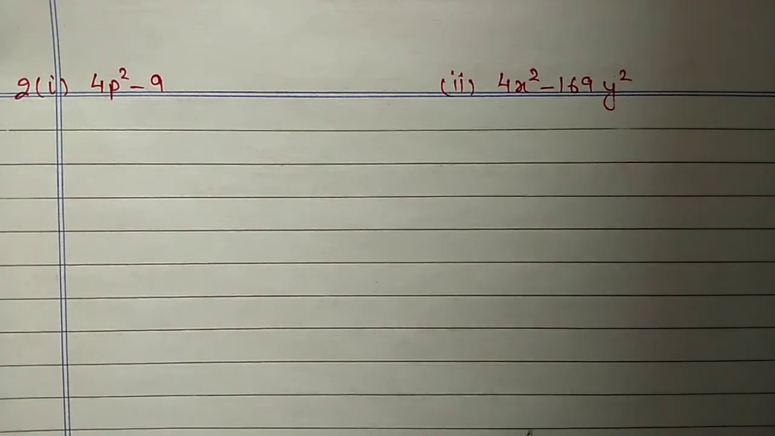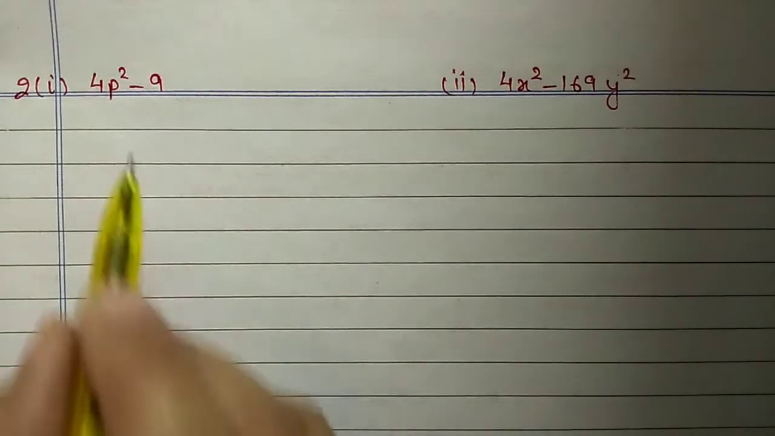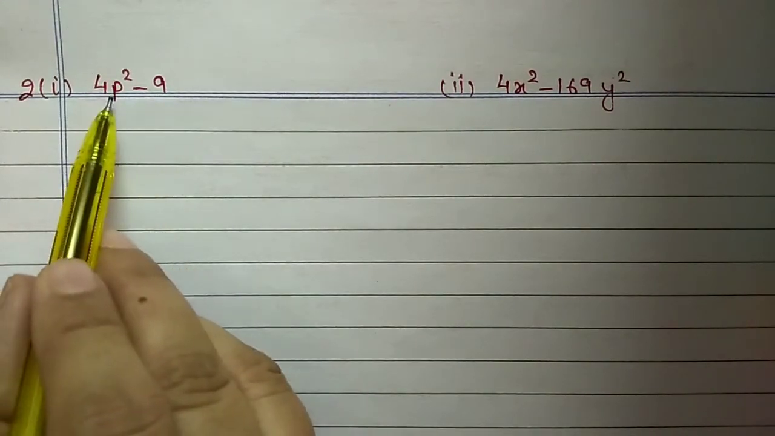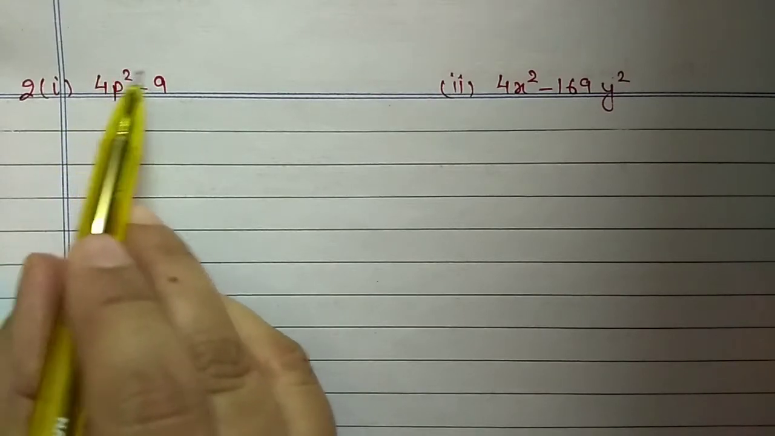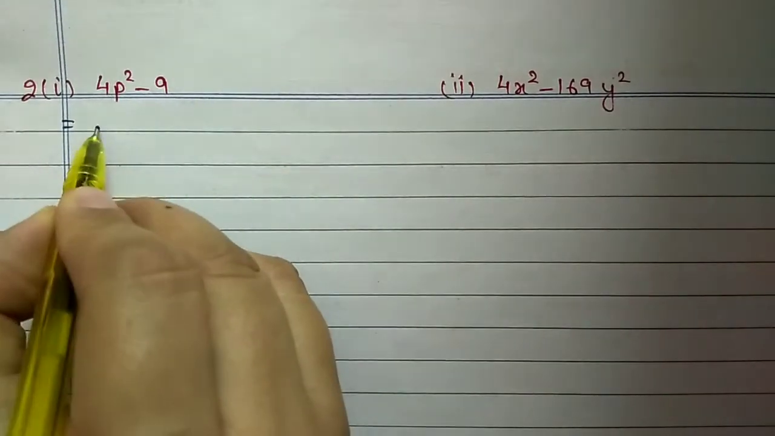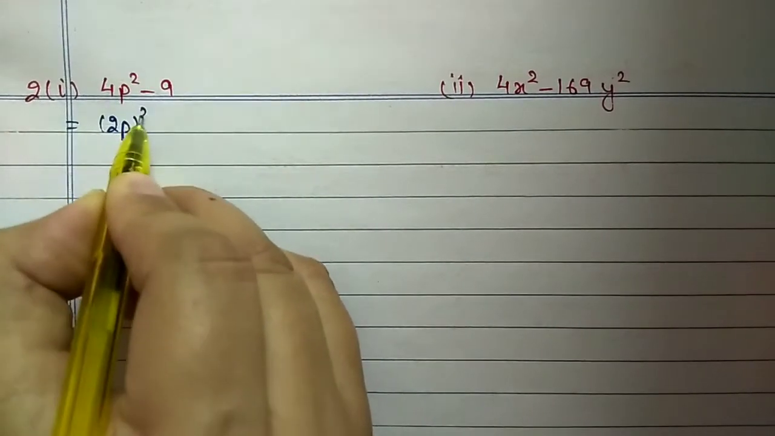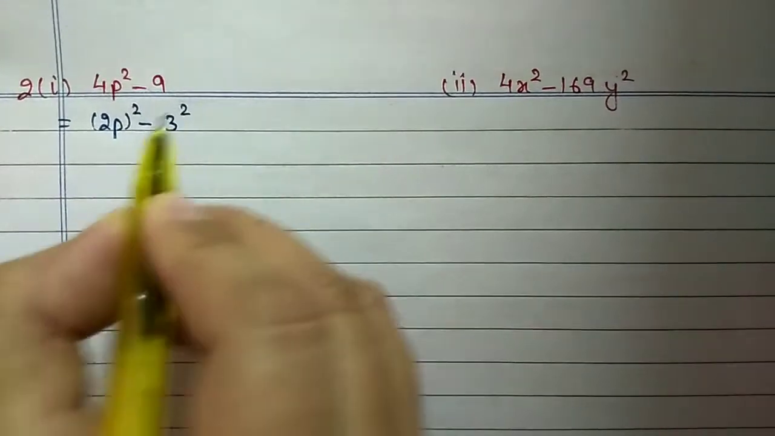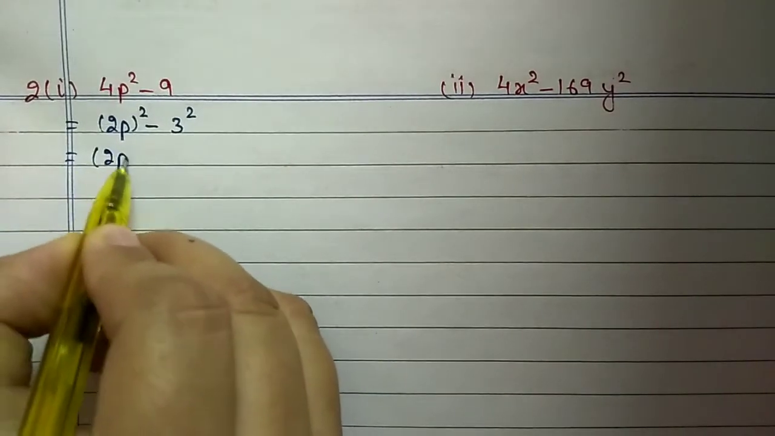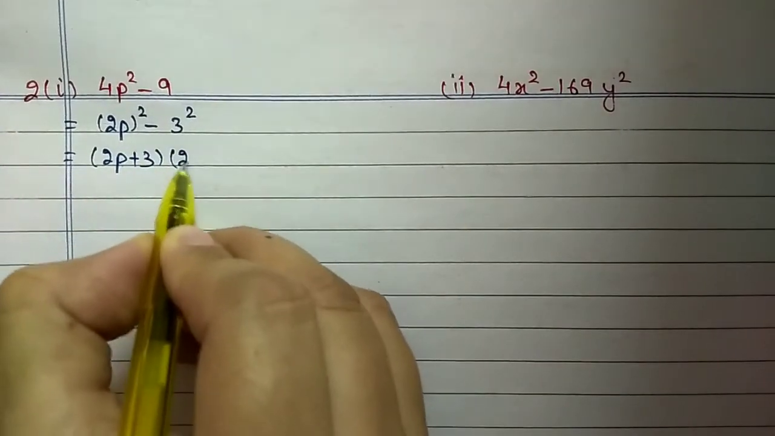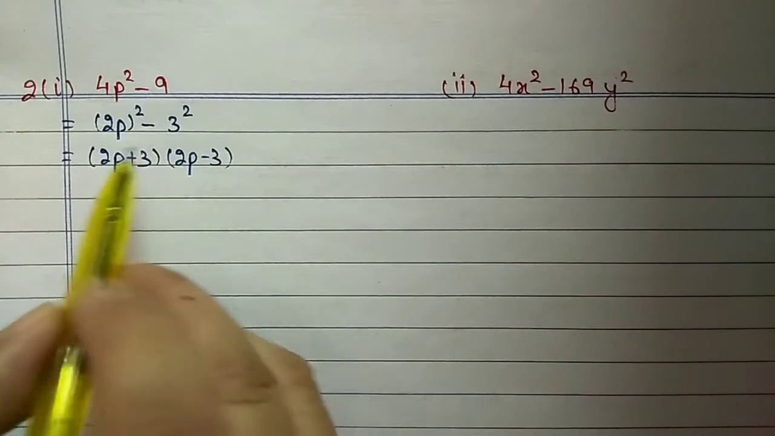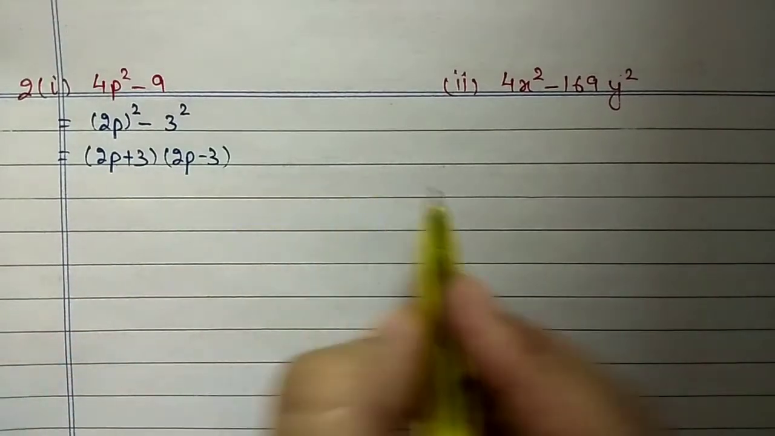Now second question, first part, 4b square minus 9. So here we will use the a square minus b square formula. We have only two terms here, and you can see this is a perfect square and this is also a perfect square. So first we will write in square form. 4b square we can write as 2b whole square minus 3 square. So a square minus b square is equal to a plus b into a minus b. So in place of a we have 2b, in place of b we have 3. So a plus b, a minus b.